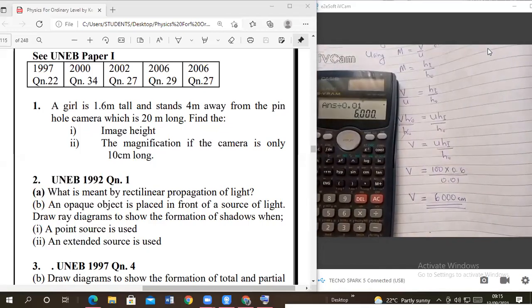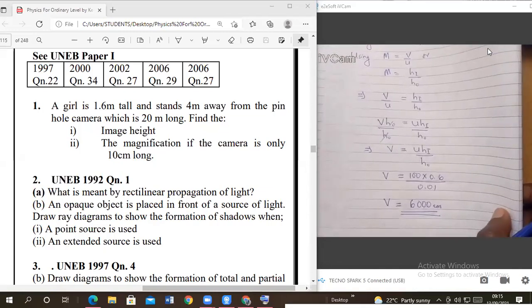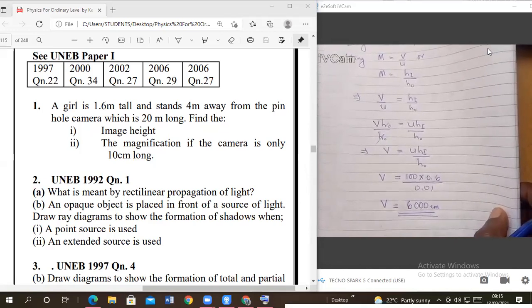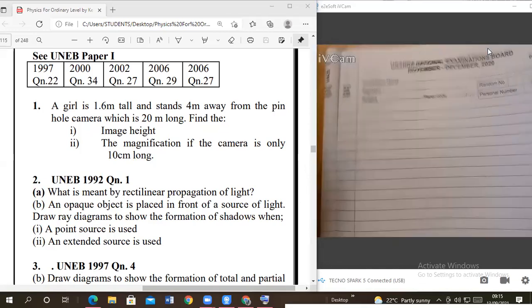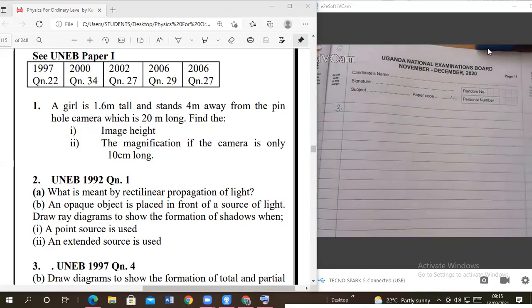Okay? Yes. Good. Next, number 3, let's do one more. So are you seeing question number 1 on the screen? Are you seeing this question here on the screen? Yes, write that question down.